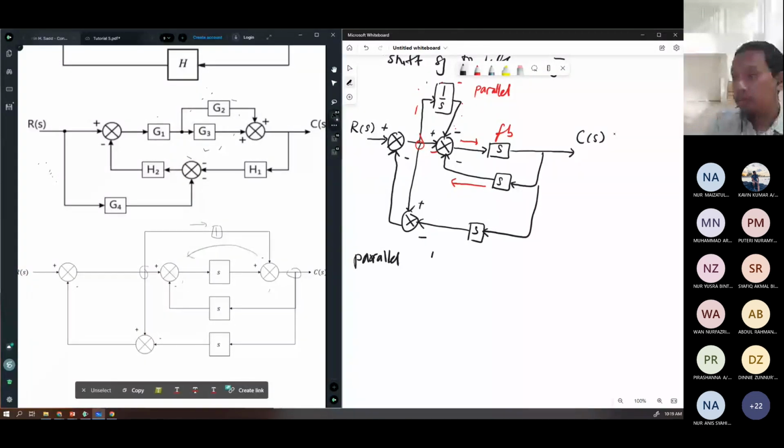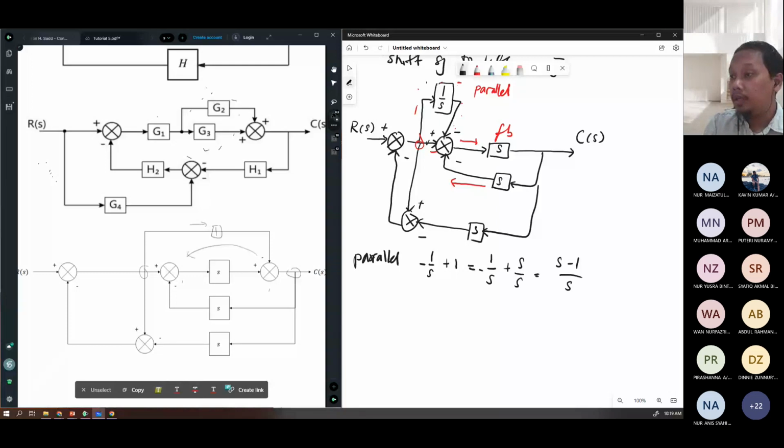Parallel gives 1 over s plus 1. This is minus here, so it's minus 1 over s plus 1. This is only a line, so the transfer function equals 1. So we get 1 over s, minus, plus s over s. Then we get (s minus 1) over s.